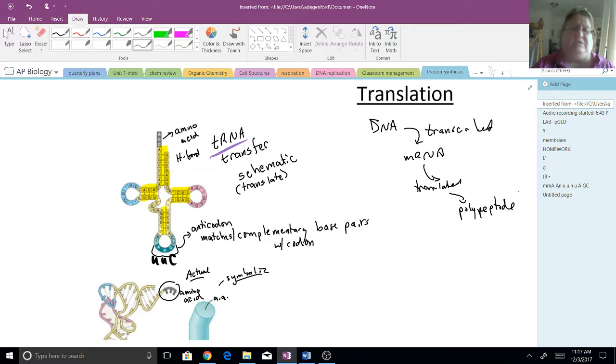So let's look at some of the players involved. With translation, one of the first things you need to understand is transfer RNA or tRNA. By the end of this video, you should have a good sense of all of the molecules that are involved in translation, the processes, how it happens, and then some of the ways that we can regulate, or at least start talking about regulation. So here's our tRNA molecule.